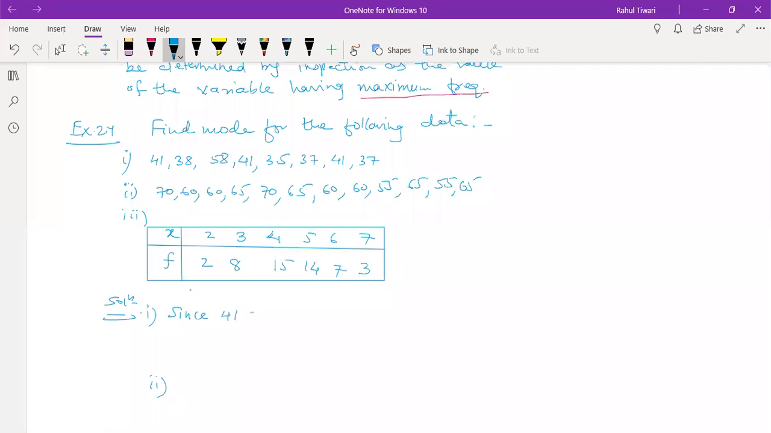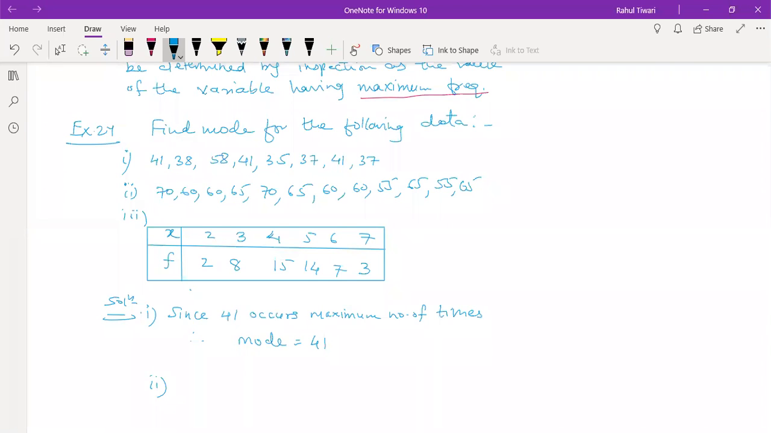So since 41 occurs maximum number of times, therefore mode is equal to 41.